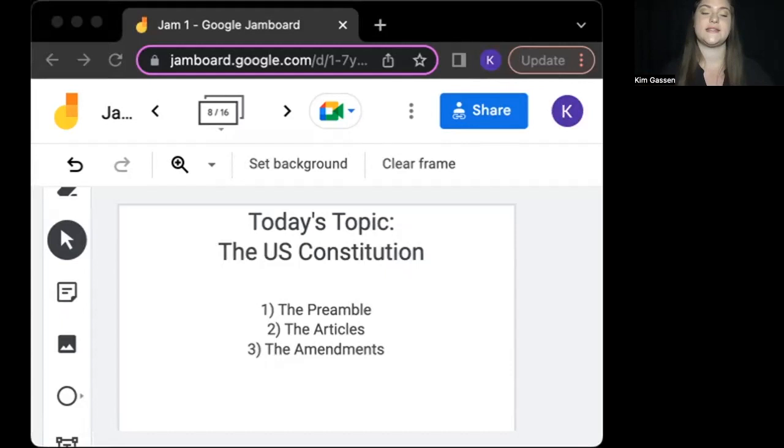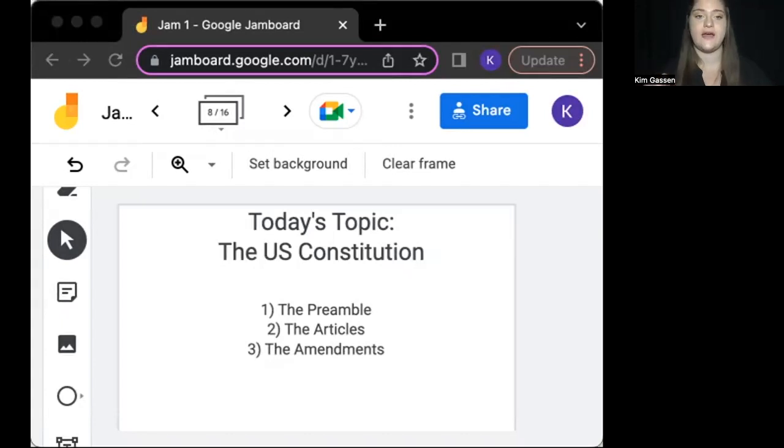The articles set up basically how everything should run, and then the amendments, which start with the Bill of Rights, the first 10, as well as all other amendments that came after, or all the other changes and additional information that the founders and legislators since have found important enough to also add to our Constitution.